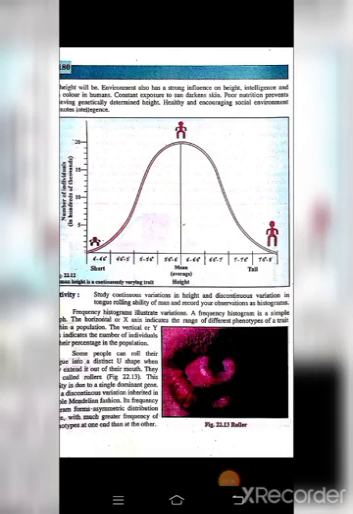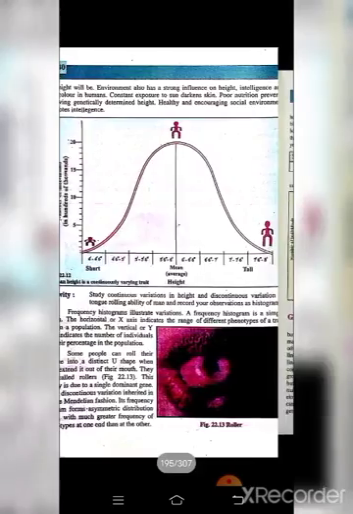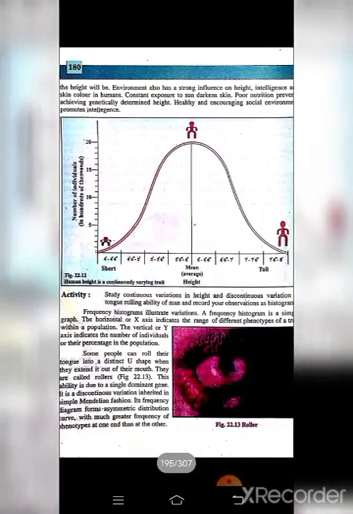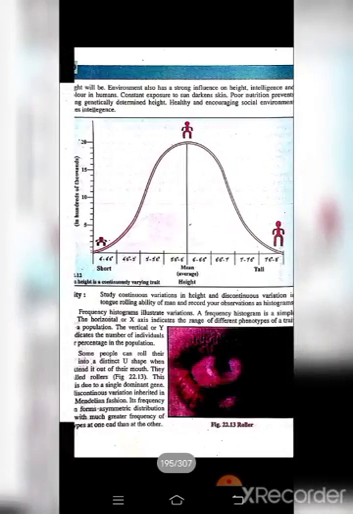A frequency histogram illustrates variation. A frequency histogram is a simple graph. The horizontal or x-axis indicates the range of different phenotypes of a trait of a population. The vertical or y-axis determines the number of individuals in percentage in the population.